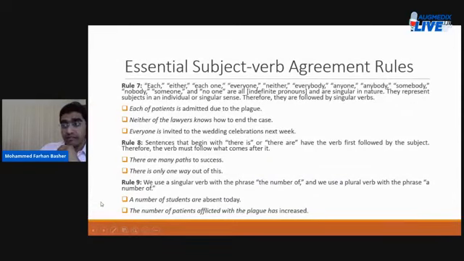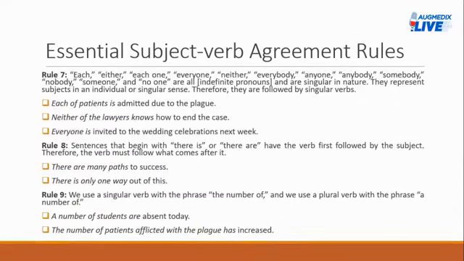Now we have rule number 7. Take a look at rule number 7, what we have here. Each, either, each one, everyone, neither, everybody, anyone, anybody, somebody, nobody, someone, and no one are all indefinite pronouns, right? We discussed pronouns probably the week before last. All right, so these are all indefinite pronouns and are singular in nature.